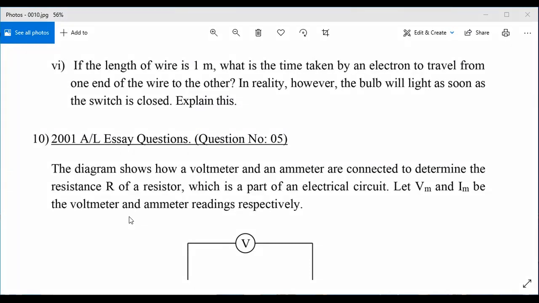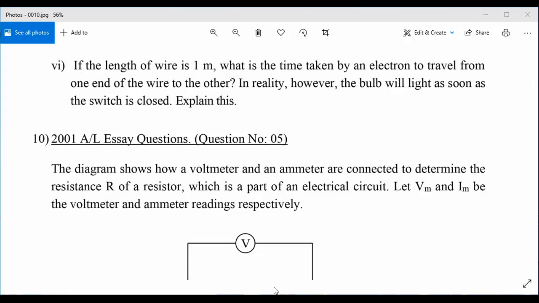If the length of the wire is 1 meter, what is the time taken by an electron to travel from one end to the other end of the wire? In reality, however, the bulb will light as soon as the switch is closed. Explain this. That's the last part of the question.